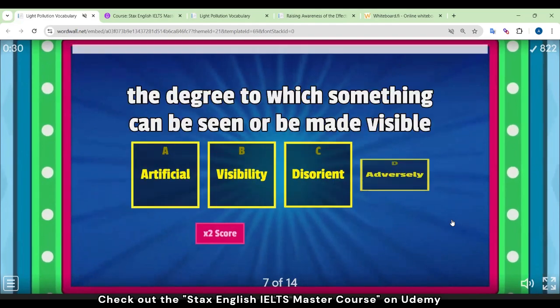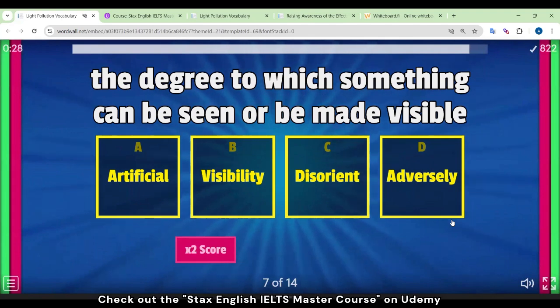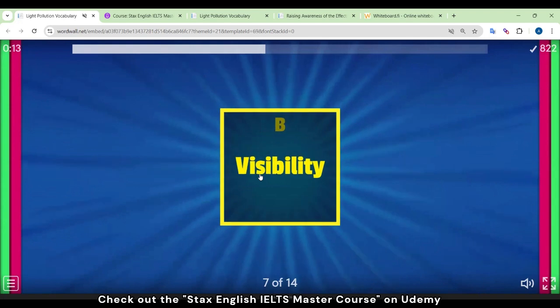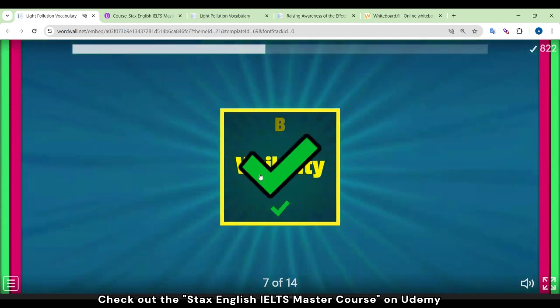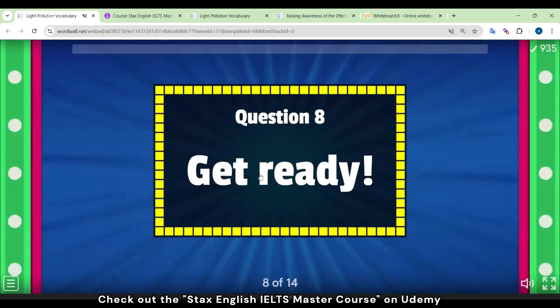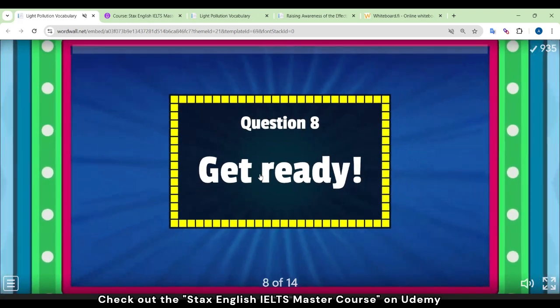Question 7. The degree to which something can be seen or be made visible. So we're talking about the ability to see things, the description of how well something can be seen or how well something sees. What do you think? Visibility. Visibility. Very good. So visibility is a noun describing the rate at which something can be seen or something can see.